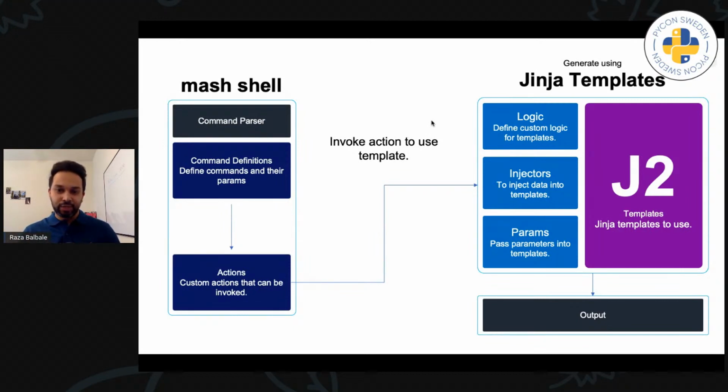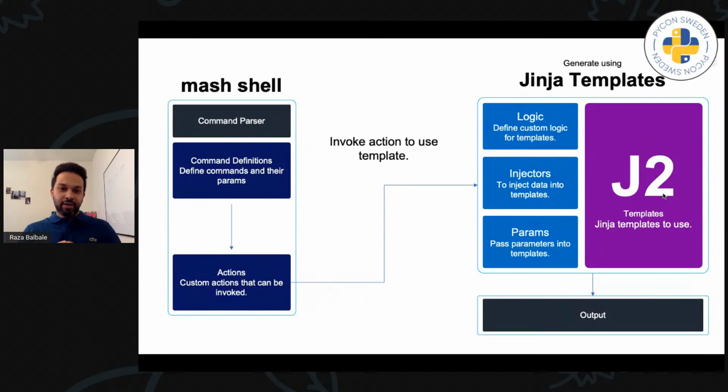So the way I've structured my application for the demo works like this. You have the templates, which is on the right hand side, the one that you see on your screen. Then you have something called injectors. Injectors is basically the data structures or the YAML files which I'm using to push data into these templates.